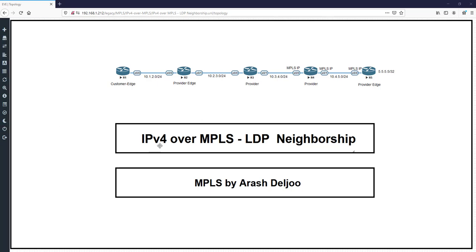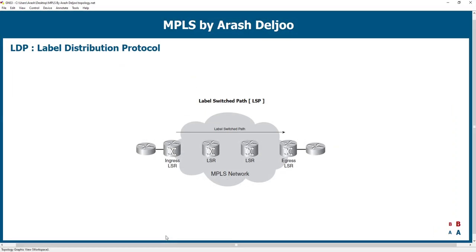LDP neighborship. In this video, I'm going to talk about LDP neighborship as a main topic, and also I want to talk about some MPLS architecture terms such as LSP, FEC, and maybe other terms. Let's get started with the LSP. LSP is label switched path. This is the first term I want to talk about in this video.